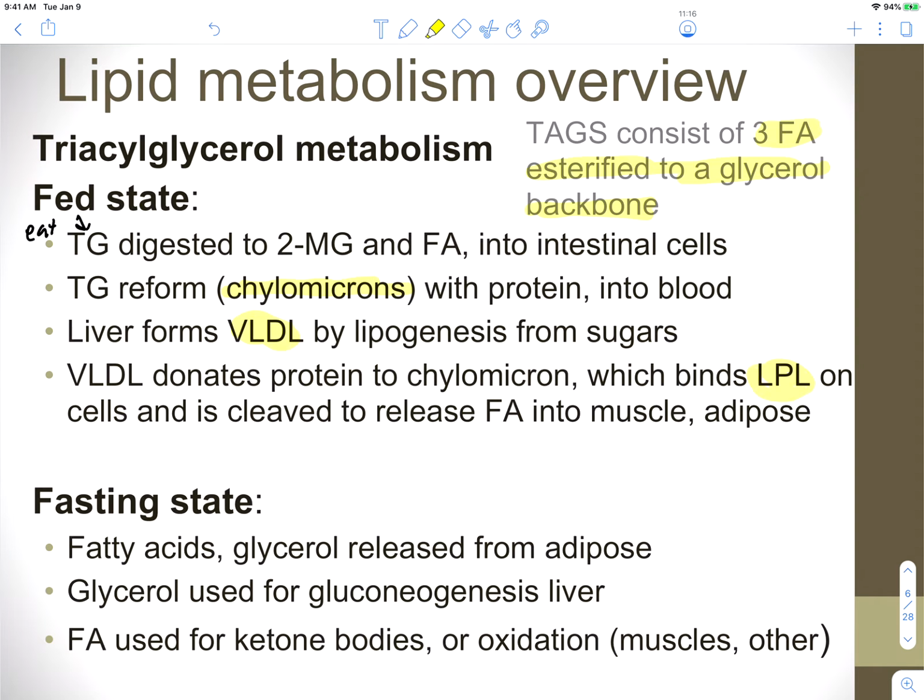During the fasting stage, your fatty acids and glycerol are going to be released from adipose tissue. Glycerol is a backbone for gluconeogenesis, and fatty acid is used to make ketone bodies or for energy.